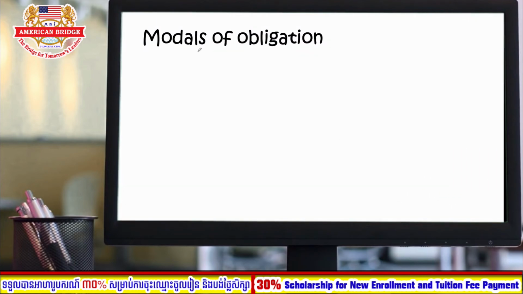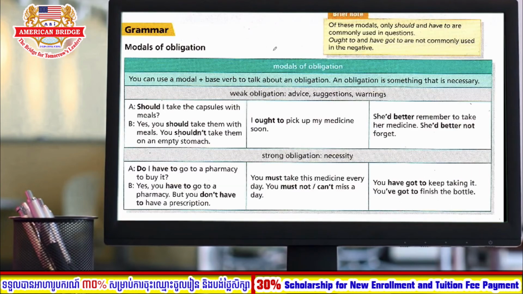So the modals of obligation, if you look at this table in your books, I hope the quality will be fine here. The modals of obligation right here, as I said, we have weak obligation and we have strong obligation. In a weak obligation, we refer to advice, suggestion, or warnings.